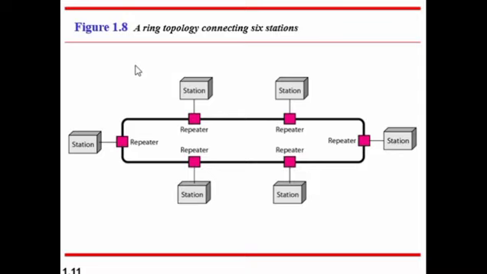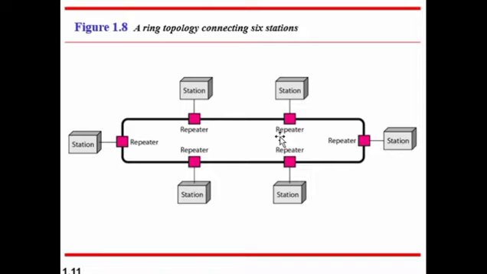So the next is the ring topology. You can see here the ring topology, where the stations are connected at various places, but the communication line is in the form of a ring. From the name of the topology, it is very clear that the communication line must be in the form of a ring. Here you can see that where the station is located, there is a node that is called a repeater. So for what purpose do we use this repeater?